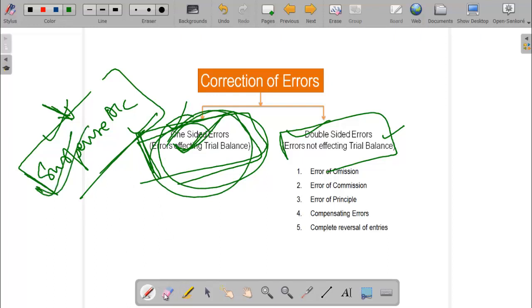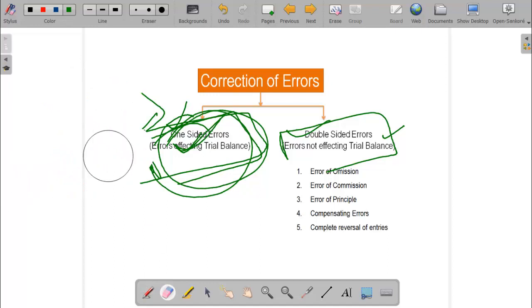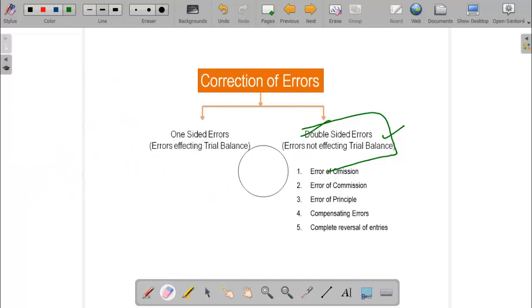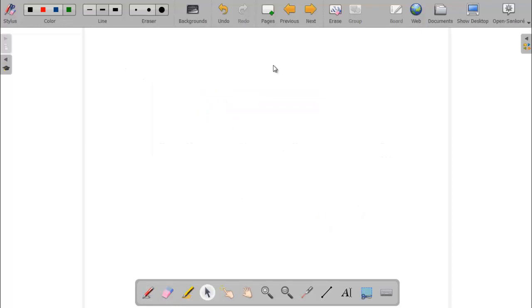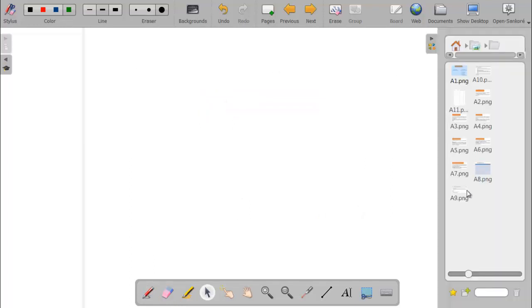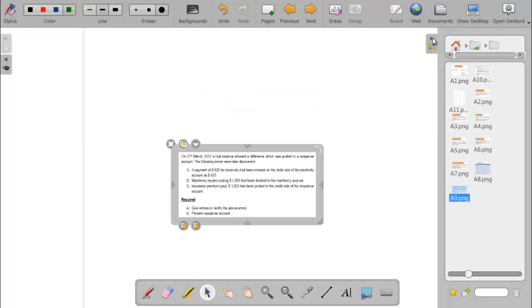And now I am going to explain how to rectify the errors. So wait a minute, I am taking one question. So see, this is our question.